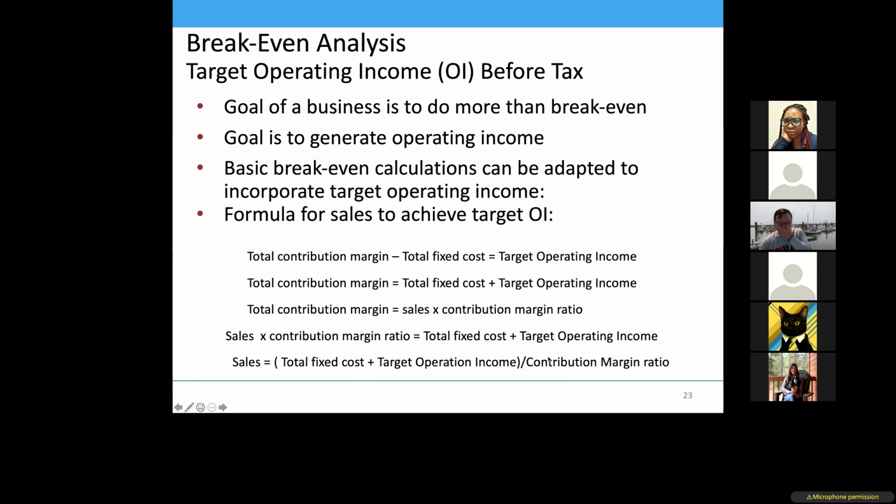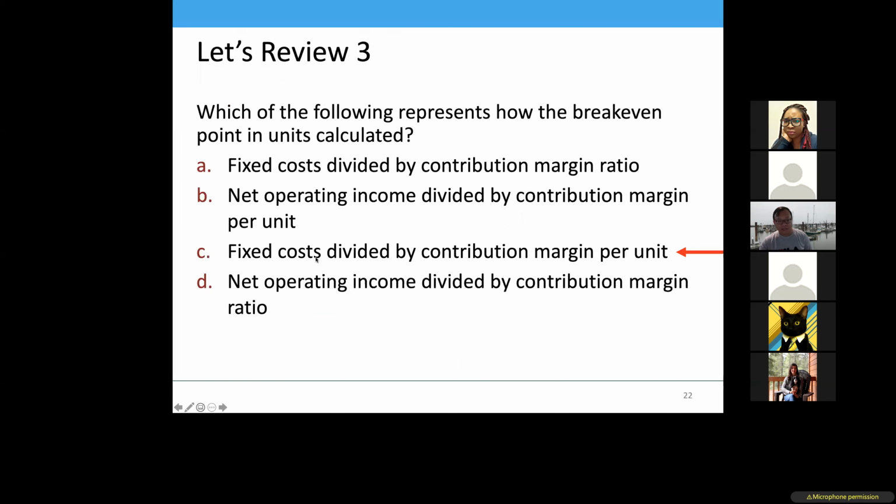So now, what about when we have a target operating income? So far, what we have done is analyze under what condition we are not making money at all. What if we have a target operating income? Then we want to work backward to see how many sales I need to make. That formula can be easily adjusted. So I want you to focus on these equations.